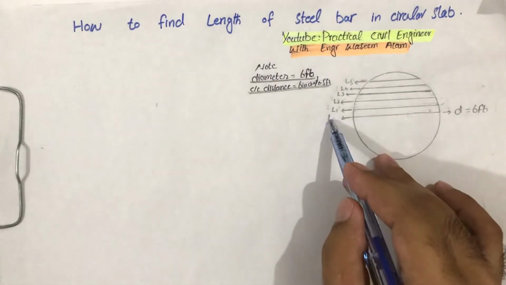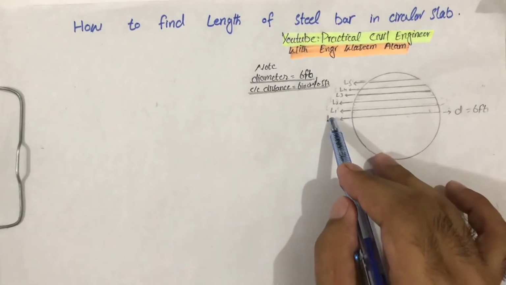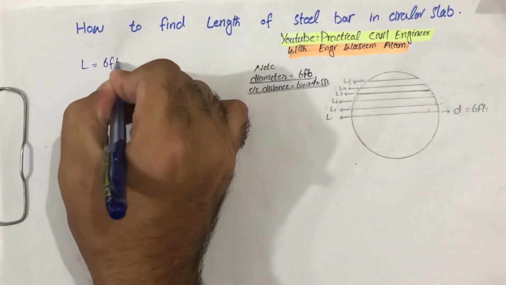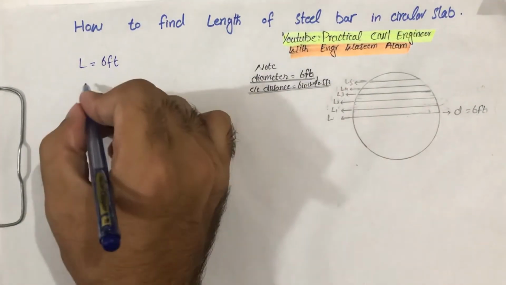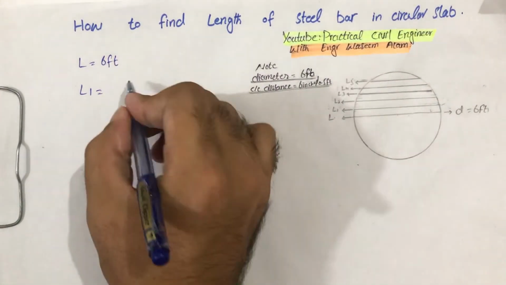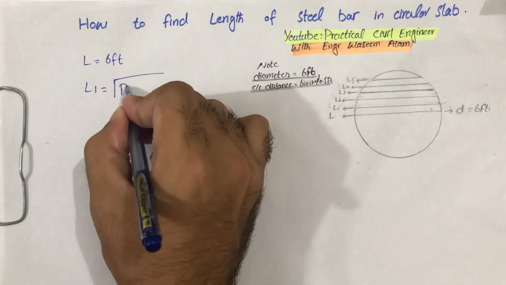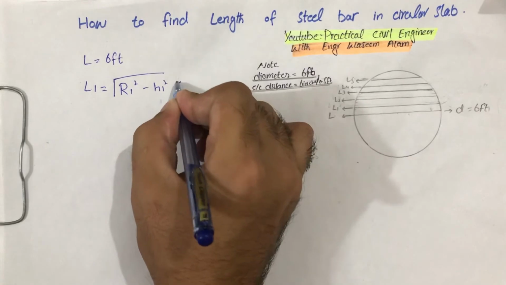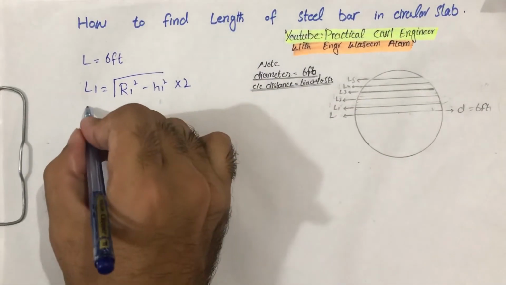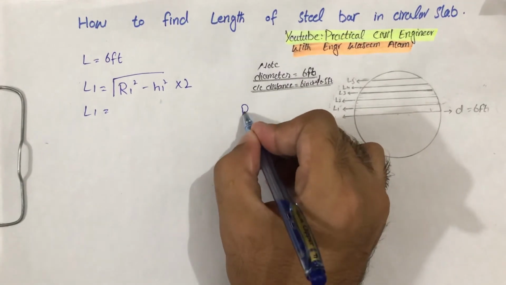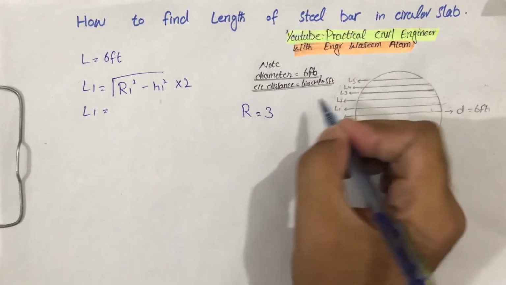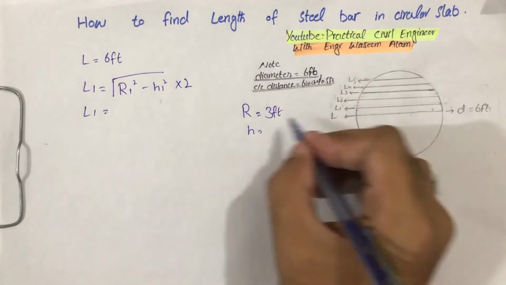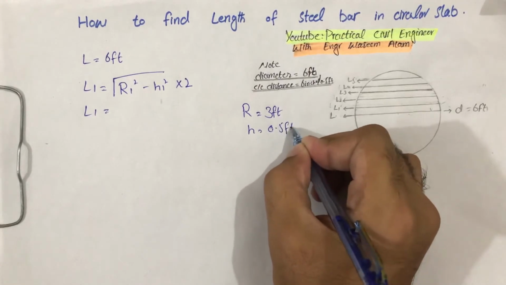So for that, as we know that D is 6 foot, so L will be 6 foot. So now we have to find L1. For L1 we know that we have the formula: square root of R1 square minus H1 square, multiplied by 2. Here R is the radius, diameter is 6 foot, so radius will be 3 foot. H is the height, which is 0.5 foot.